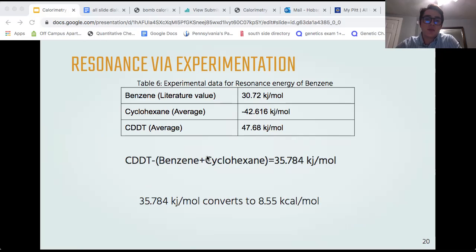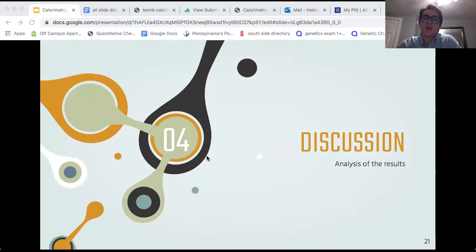So pretty much we're doing the same thing here. Our data is now found in tables 1 and 3 earlier in the presentation. Essentially, we're completing the same calculation to find the resonance energy of benzene, but this time we have to convert from kilojoules per mole to kilocal per mole. This result gives us a value that is lower than expected, which is around 8.5 kilocal per mole.